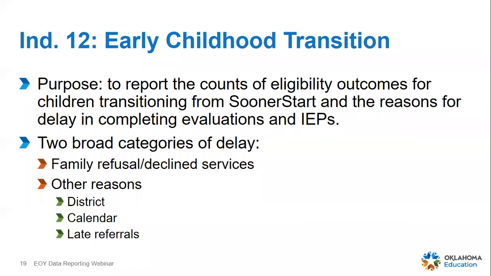Okay, indicator 12, early childhood transition. The purpose of this, again, is a compliance indicator. You have to be 100% compliant on this. We report the counts of eligibility outcomes for students who transition from Sooner Start, the Part C program, and any reasons for delay in completing those evaluations and IEPs. Okay, and again, there are two categories of delay: family refusal, declined services, and then other reasons.